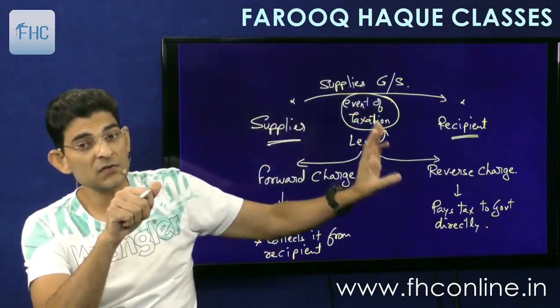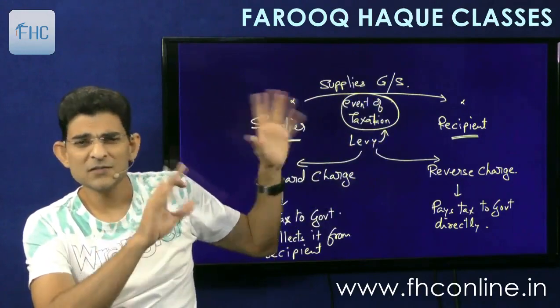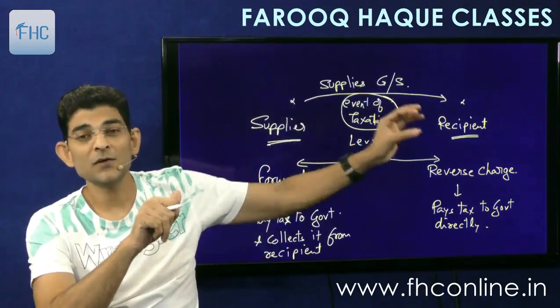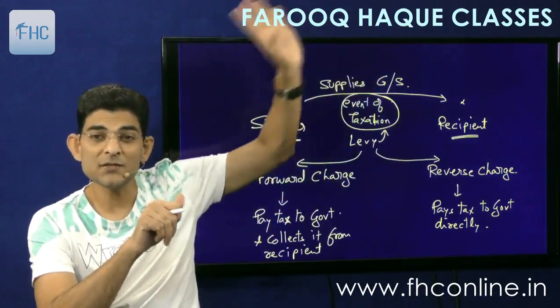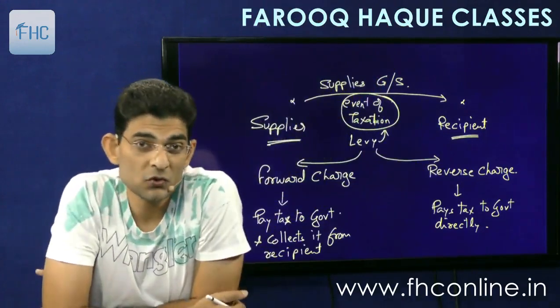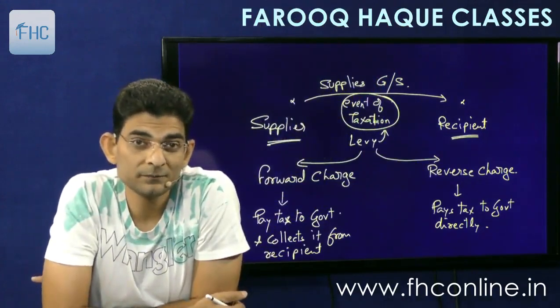But in reverse charge, the supplier sleeps. He doesn't do anything. The recipient directly has to pay the tax on the receipt of goods or service to the government.